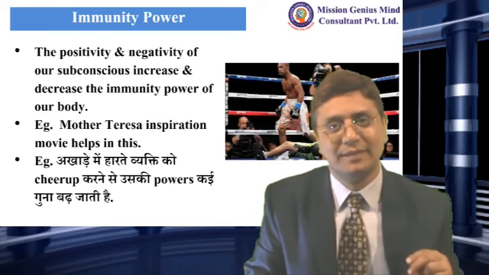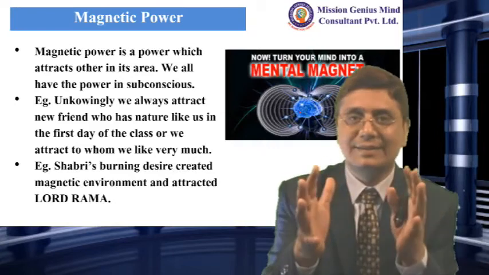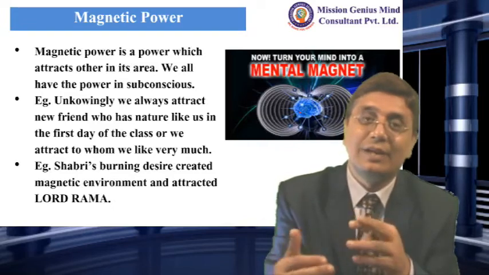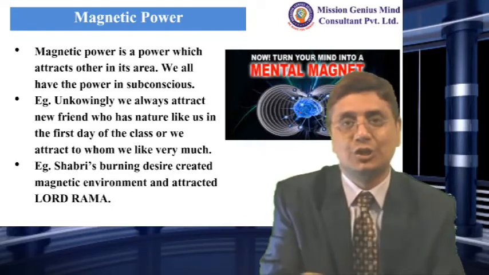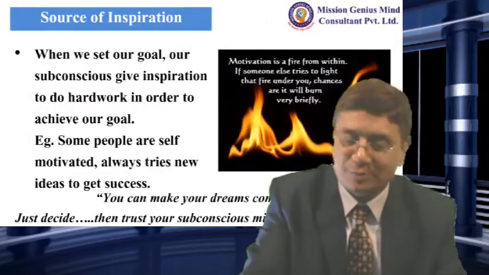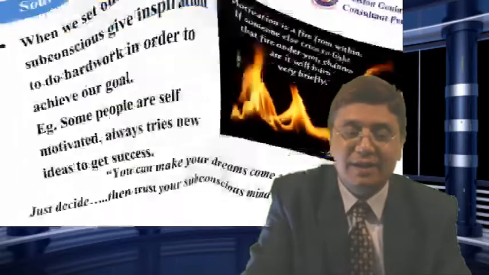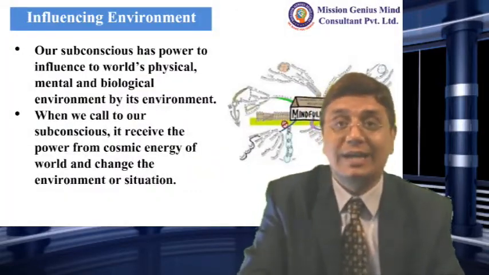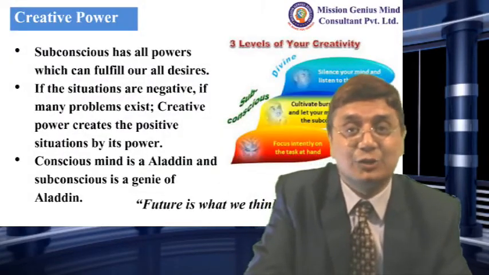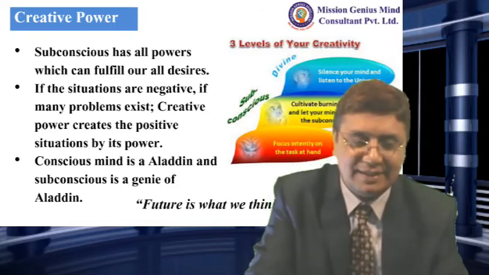Okay? Similarly, the magnetic power, the magnetism that we have in the body, because the body contains electricity, electrons are there in the body. If electrons are there, there's a magnetic field also associated. So that control is also in the control of the subconscious mind. The subconscious mind itself is the source of inspiration. The subconscious mind can also influence the environment and can change the things nearby. The subconscious contains all the creative power. It is so creative, it is so powerful, it can control anything and everything.